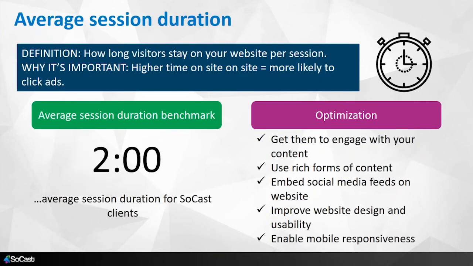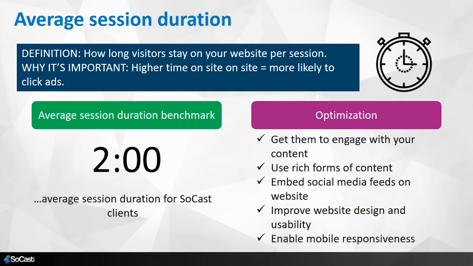Average session duration is another important metric. This will tell you on average how long people stay on your website during each visit, and it's a good indicator of how engaged people are with your content on your website. This metric is important because higher time on site leads to greater likelihood to click ads and impress upon those ads. For a benchmark on this metric, we generally suggest aiming for an average session duration of about 2 minutes. If you're doing north of that, you're doing well.